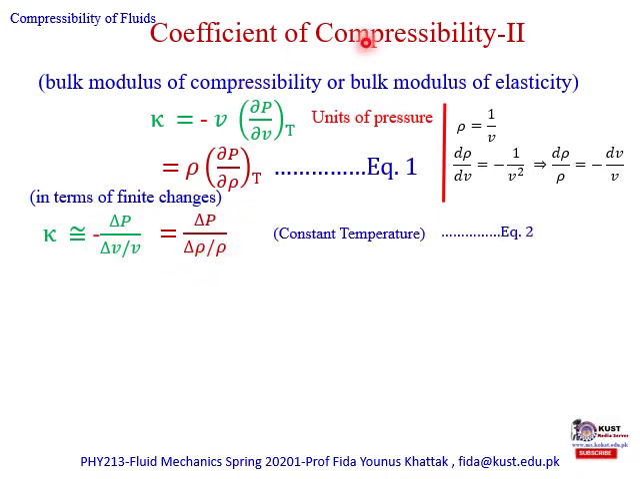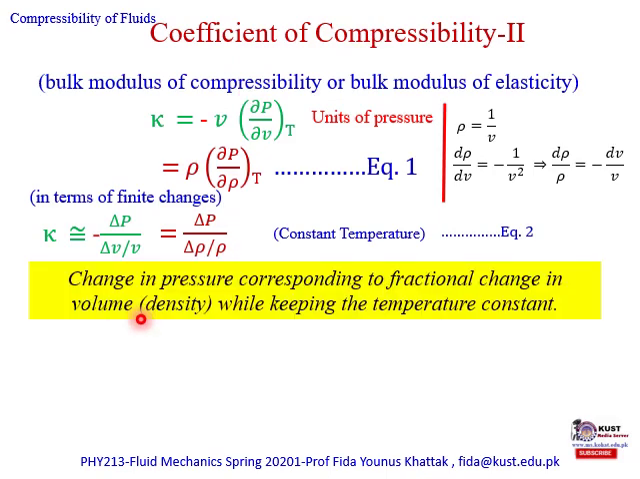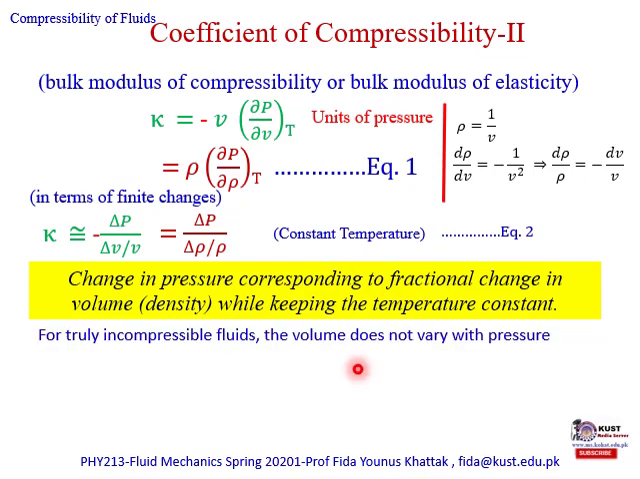And all this, of course, we have it at constant temperature. So change in pressure corresponding to the fractional change in the volume or the fractional change in the density while keeping the temperature constant. And that's the definition of coefficient of compressibility. So let me say it again. The coefficient of compressibility is the change in pressure corresponding to the fractional change in volume and density at constant temperature.